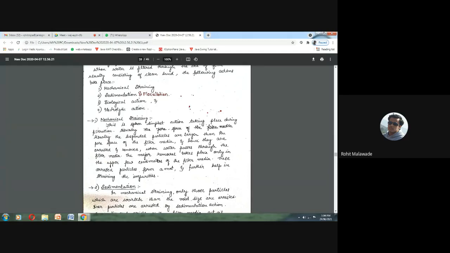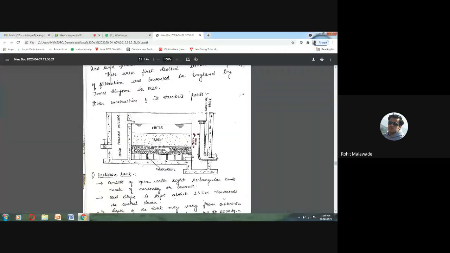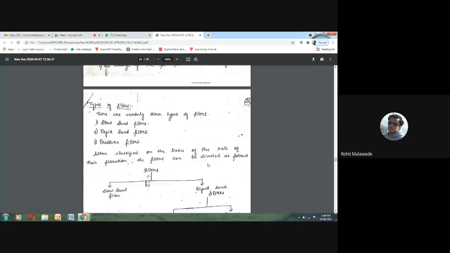Mechanical straining is nothing but this: suspended particles can easily cross through larger voids, right? If we keep very fine particles, then they cannot pass through it. So this is what we are adopting in the slow sand and rapid sand filter. Here, we are going to keep very fine sand so that suspended particles should not pass through it. This is how we adopt mechanical straining.